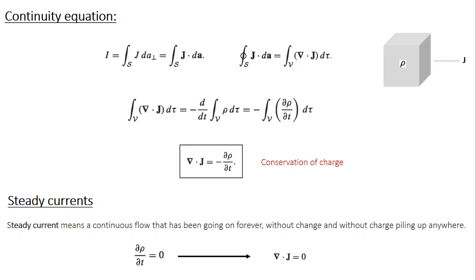And since the current is uniform in the case of steady currents, the magnetic field associated with steady current is going to be a constant magnetic field.